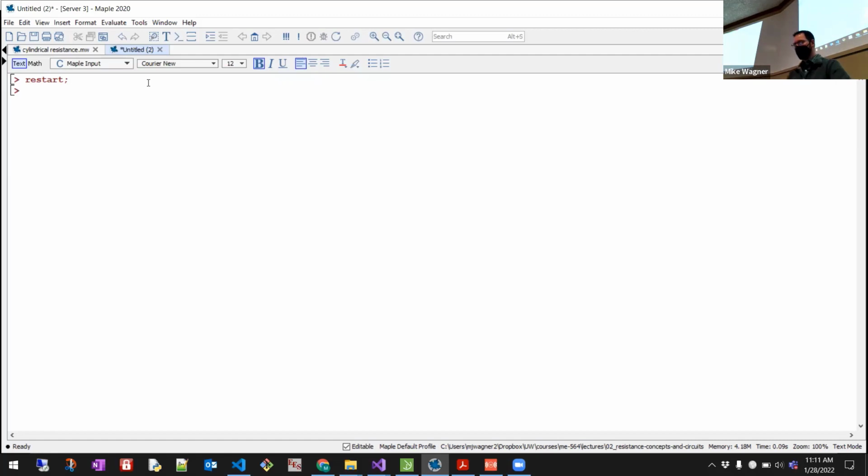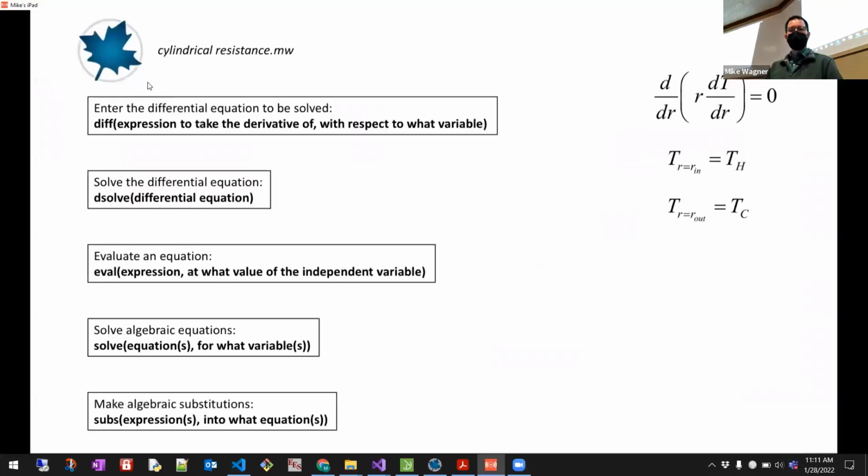Okay, so what's our goal here? Let's look back. We want to solve this equation that we came up with, this governing ODE for temperature, and then come up with a solution specific to our problem, basically solve it the same way. So let's start with this d/dr of r dT/dr ODE, and figure out how to enter that in.